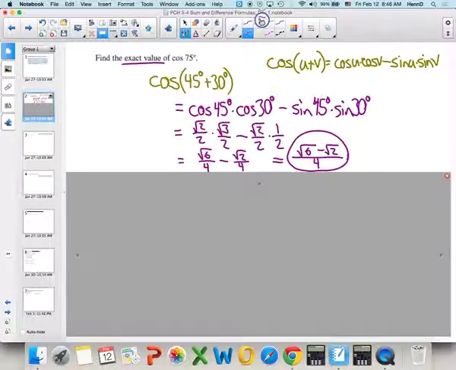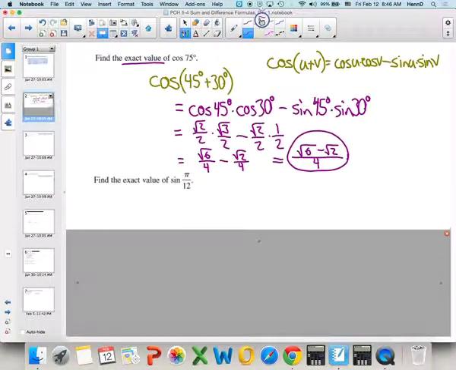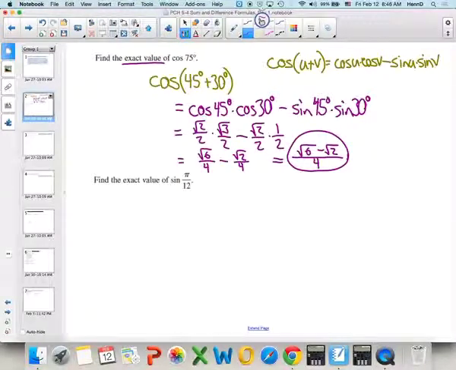Okay? Alright, let's try another one here. We want the sine of pi over 12. Now I will tell you the radian ones are a little more challenging to figure out which two angles we're using, because you've got to think common denominators and stuff like that.